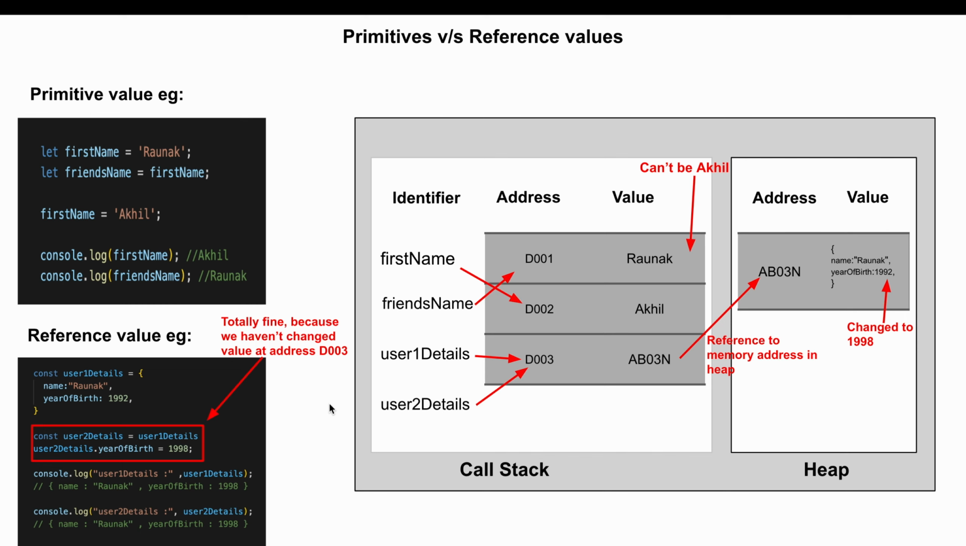So that is how primitive values and reference types work in JavaScript. This is how they get stored in JavaScript.